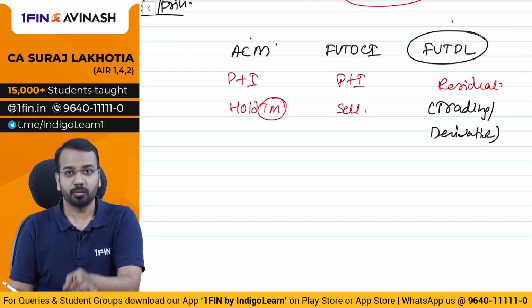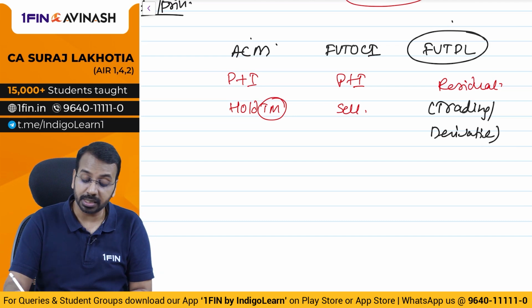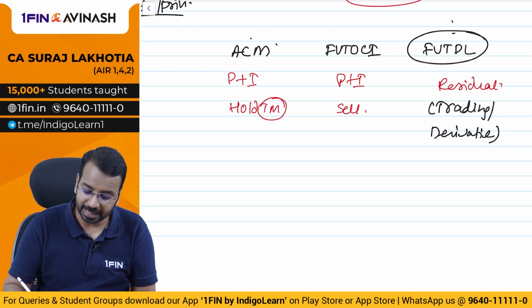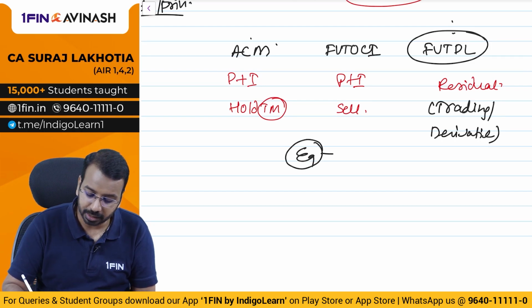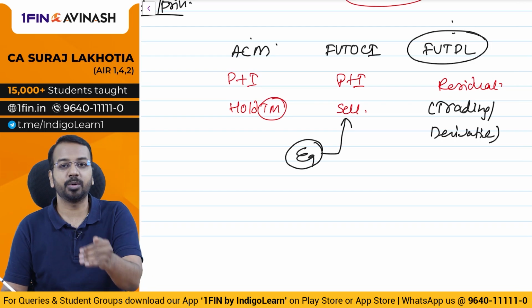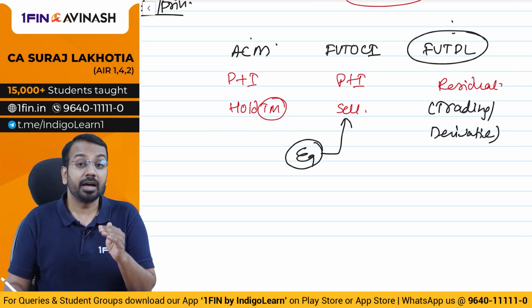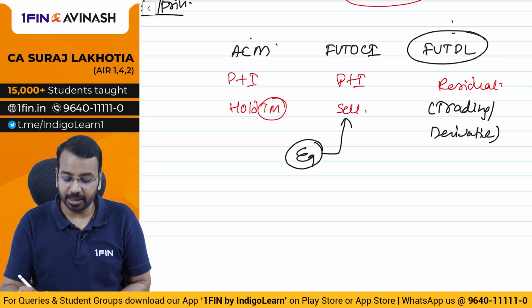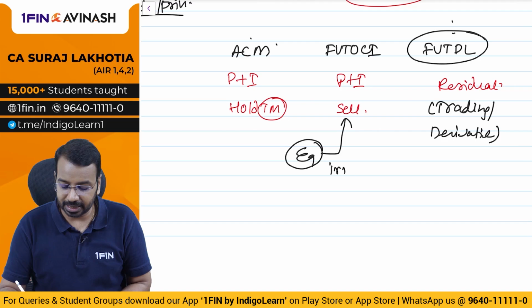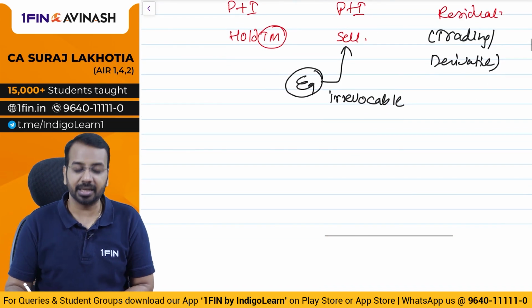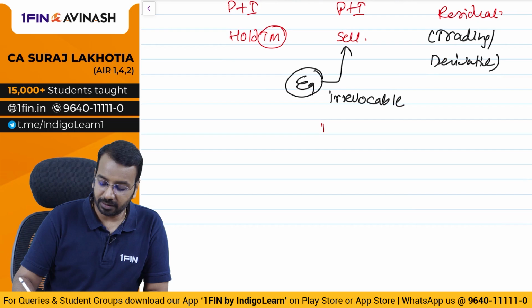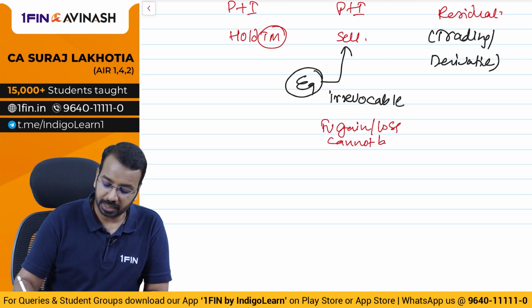But there is an exception. What is the exception? If the entity wants, instead of FVTPL, they can have FVTOCI under equity. So equity can be put under FVTOCI. Now if I put equity under FVTOCI, two things happen. One, this is irrevocable, you cannot change. And second is that any fair value gain or loss cannot be transferred to P&L.